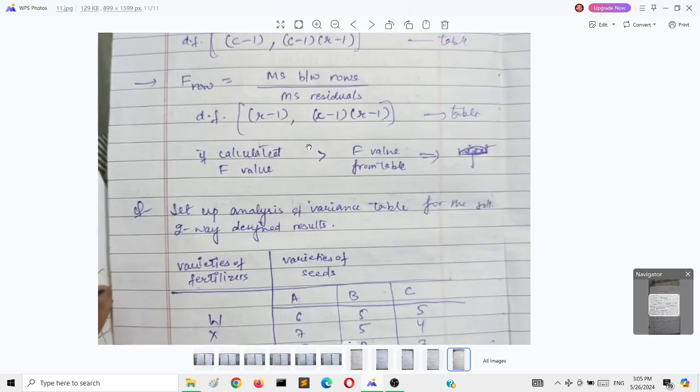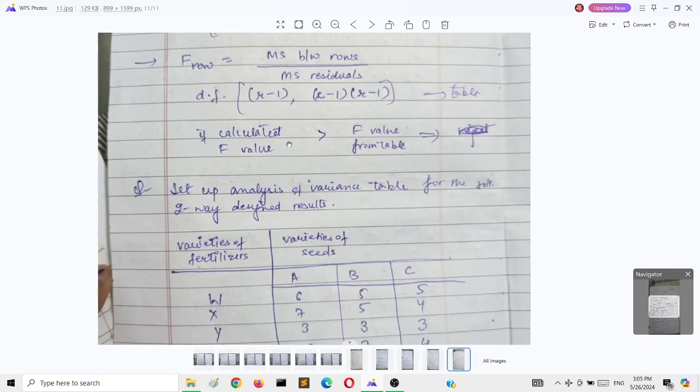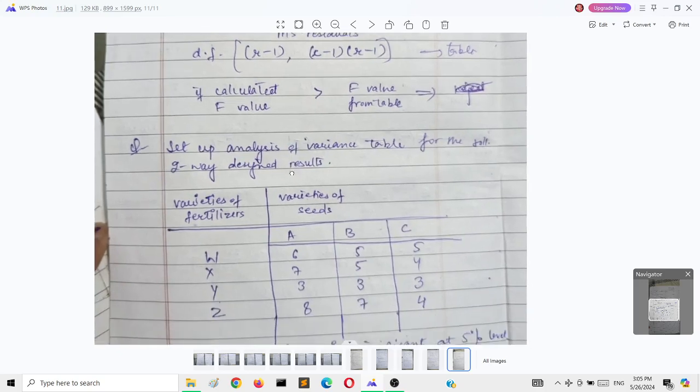Okay, so now you have calculated the F value. If the calculated F value is greater than the F value from the table, then you reject. As always, if the value you calculated is greater than the value from the table, you just reject the hypothesis.